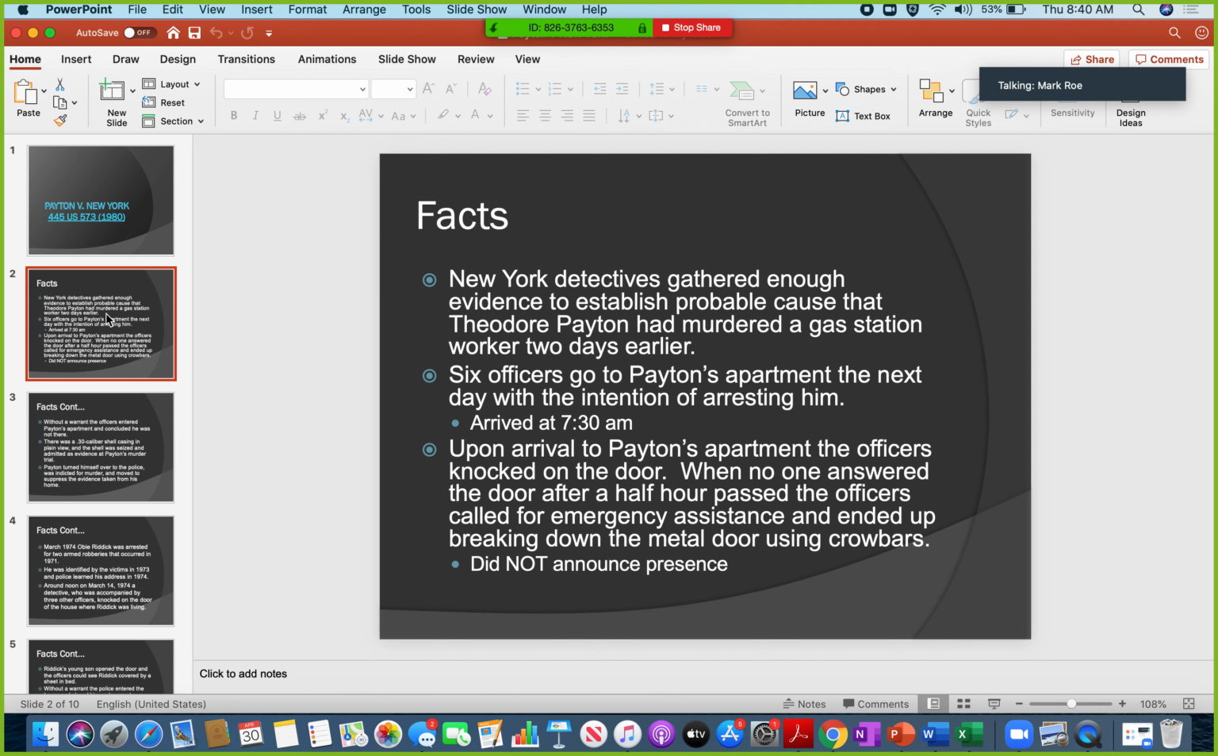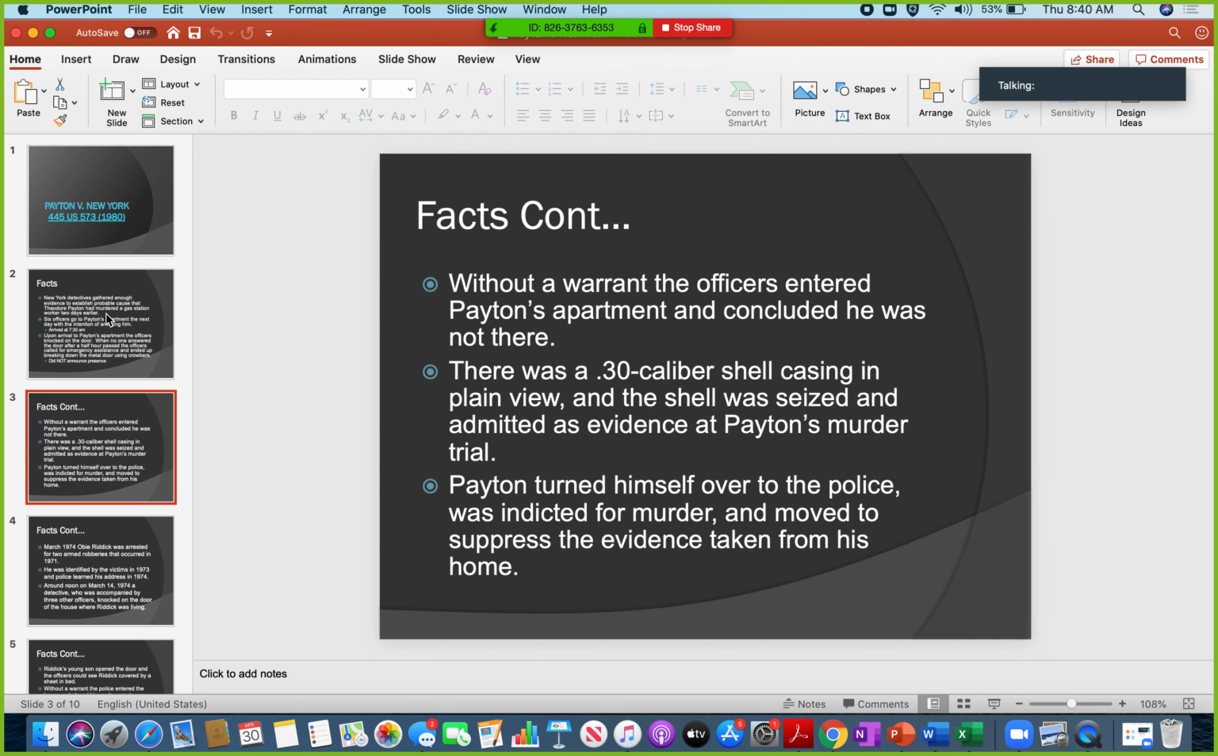When the officers arrived at his apartment, they knocked. Nobody answered. Some time passed. They called for assistance, and the cops ended up breaking down the door to Payton's apartment. They did not announce their presence. Again, the important thing with this is this case is a Fourth Amendment issue, so unreasonable searches and seizures.